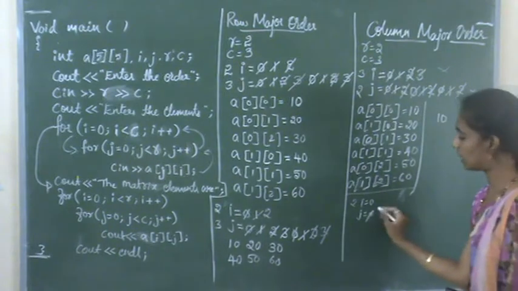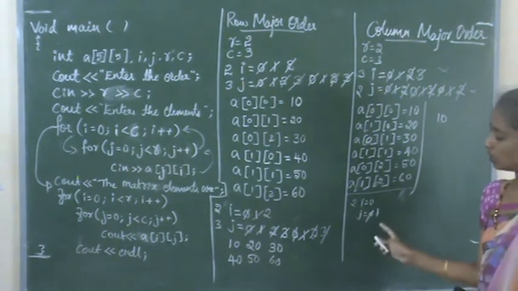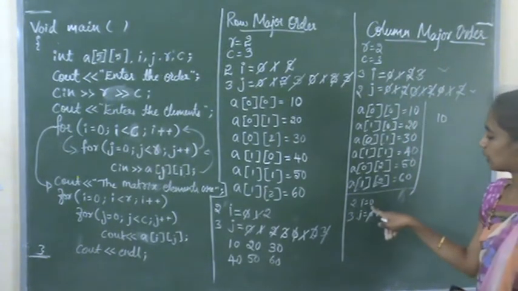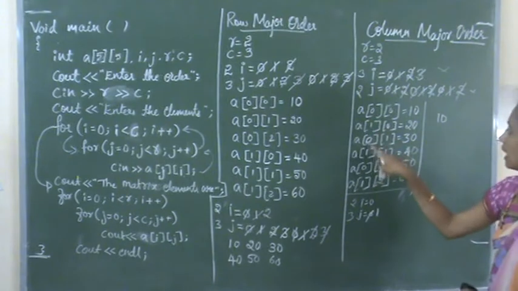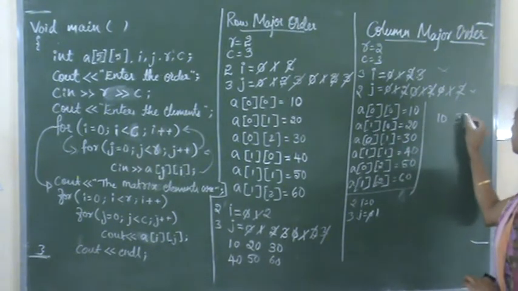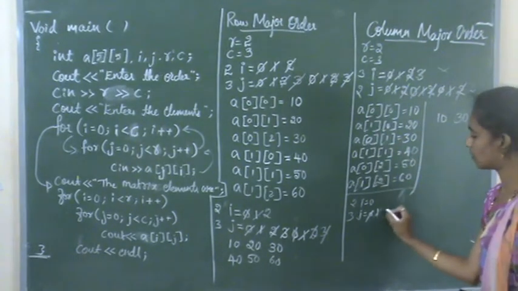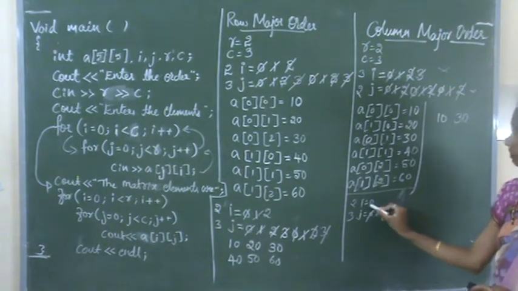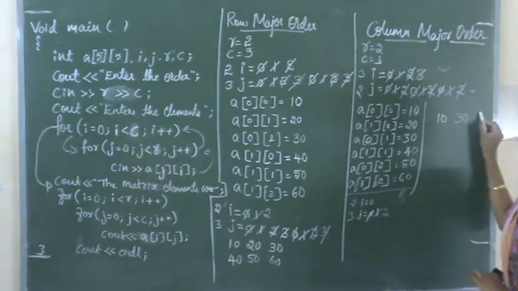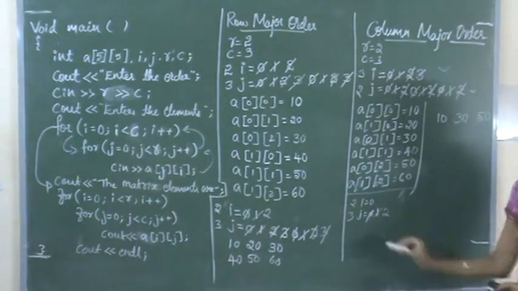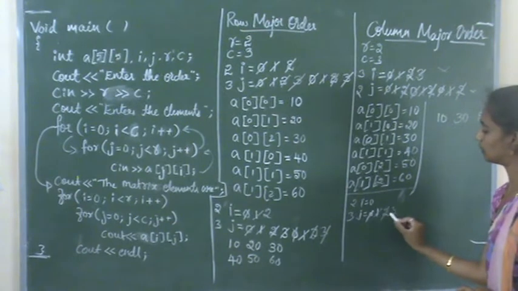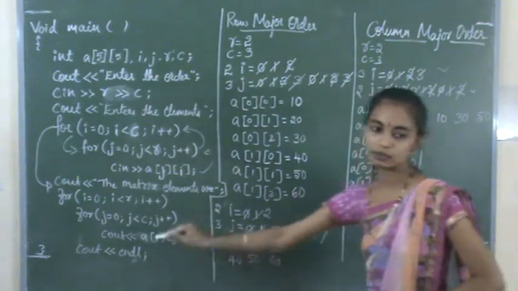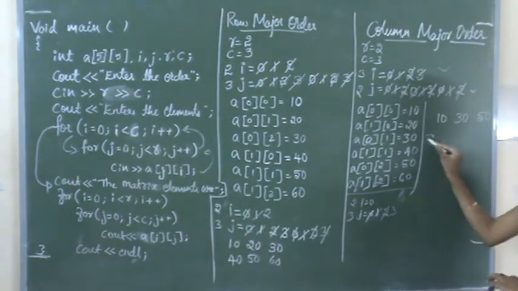So again j value is incremented, becomes 1. J value 1, so the condition is true. What is a of 0 1? 0 1 is 30, so 30 will be displayed. Again j value incremented, that is 2. So the condition is true. A of 0 2, that is 50, will be displayed. So again j value incremented, 3 less than 3, condition false. It comes to here. Ended means it will go to the next line, right?